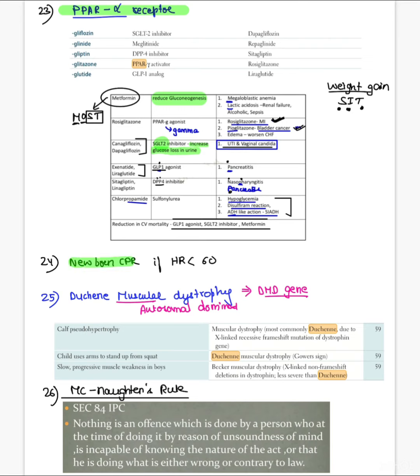Then they ask you about the newborn neonatal resuscitation program if heart rate is less than 60. I have made a complete video where I have also demonstrated how to do neonatal resuscitation.